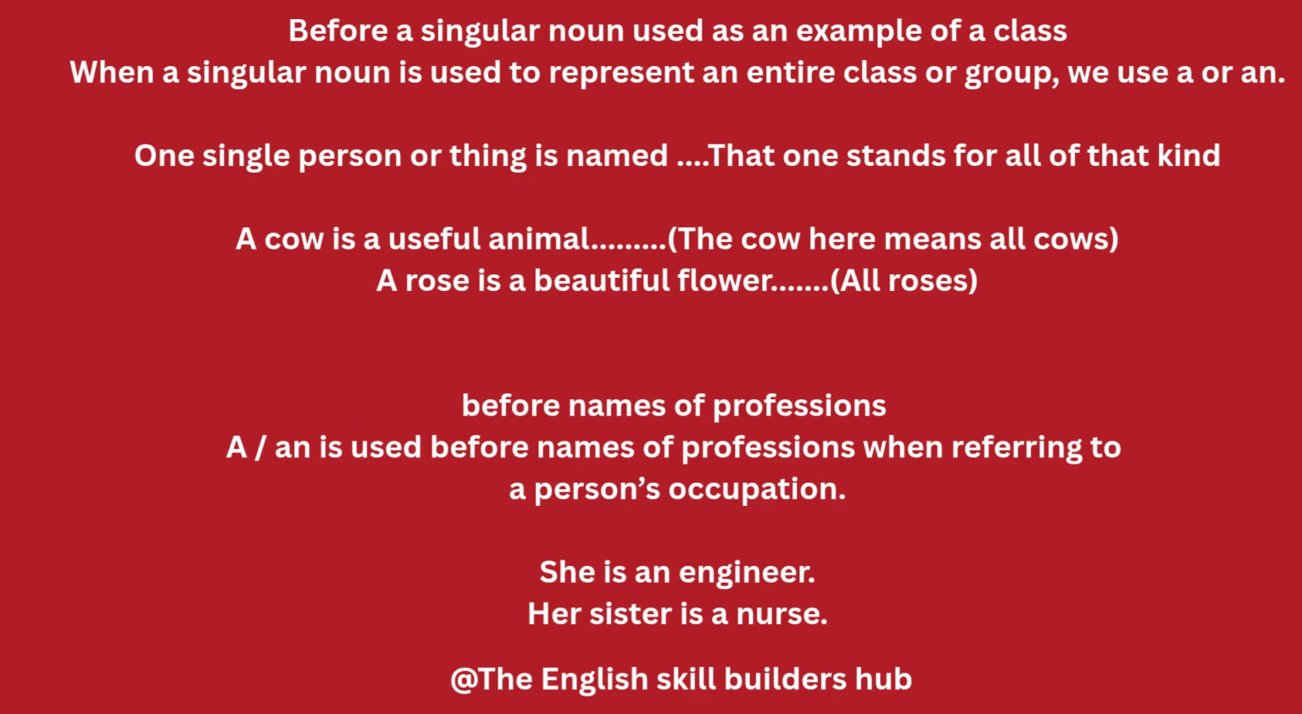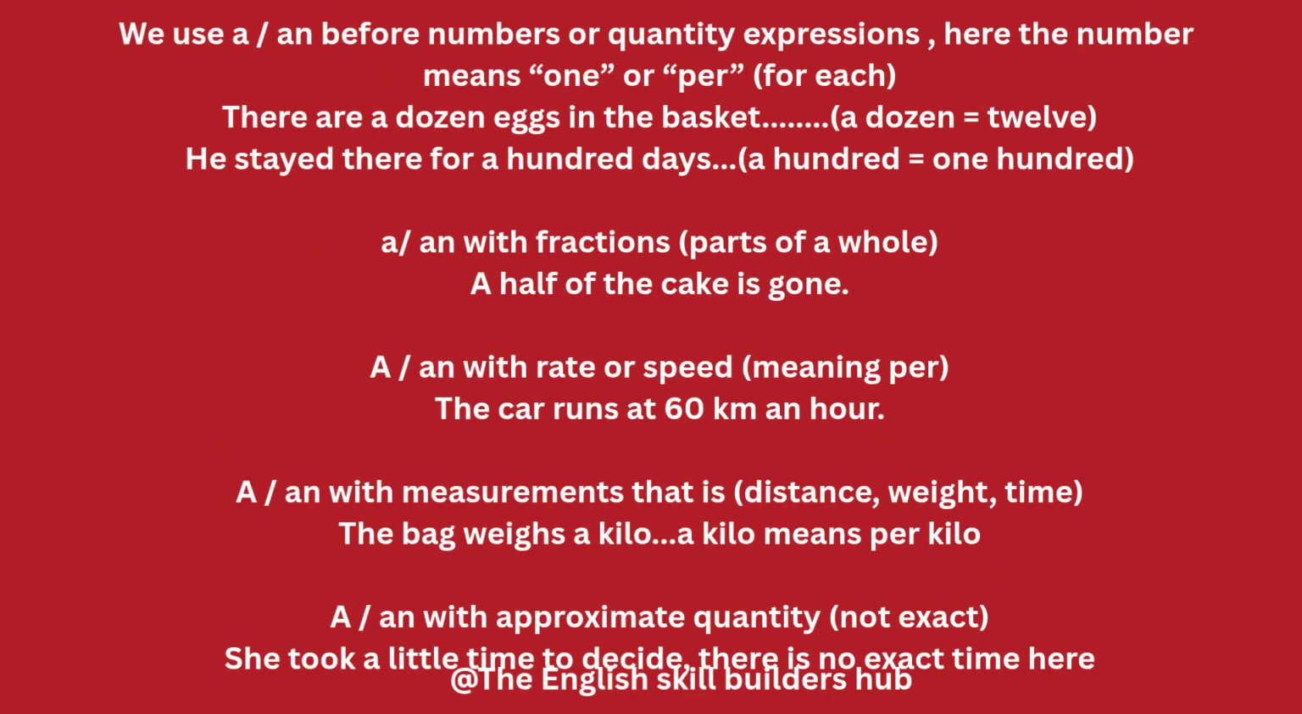And a or an is used before names of professions when referring to a person's occupation. Example, she is an engineer, her sister is a nurse. Based upon the sound, we should use a or an. We use a or an before numbers or quantity expressions. Here the number means one or per. There are a dozen eggs in the basket. A dozen is equal to 12. He stays there for a hundred days. A hundred is equal to 100.